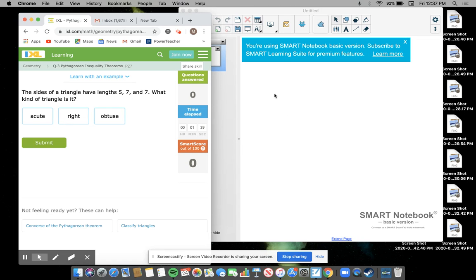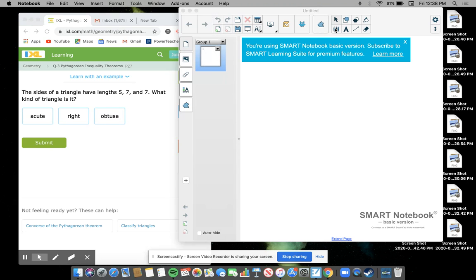So what we're doing, we're dealing with the inequalities. So the back half of our lesson, we're going to leave the original Pythagorean theorem alone because that should be review. I'm hoping that's something you've had a lot of practice with. This part's supposed to be new, so we're going to go through this. It's going to give us three sides of a triangle, 5, 7, and 7. We need to determine which one of these types of triangles it is.